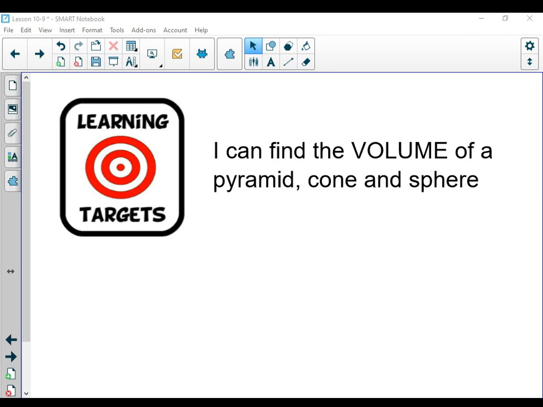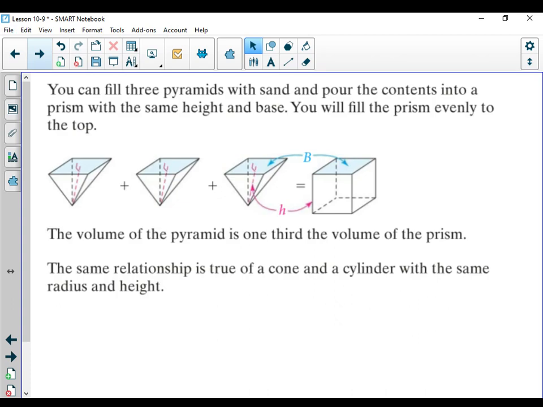Turns out that if you have 3 pyramids, now picture that they're empty, 3 pyramids that you filled with, I don't know, let's say ice cream, and you dump them into the prism, 3 pyramids are going to make up the prism.